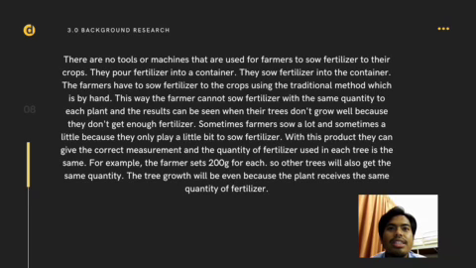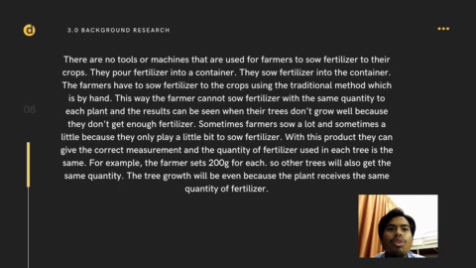They pour fertilizer into a container. They sow fertilizer from the container. The farmers have to sow fertilizer to the crops using the traditional method, which is by hand. This way, the farmer cannot sow fertilizer with the same quantity to each plant, and the result can be seen when their trees do not grow well because they do not get enough fertilizer. Sometimes farmers sow a lot and sometimes a little.